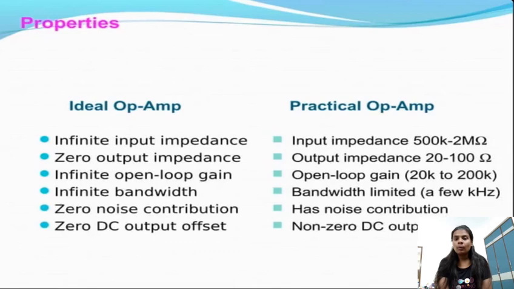And the practical op-amp parameters are: input impedance that varies from 500 kilo-ohms to 2 mega-ohms, and output impedance of 2 to 200 ohms. Open loop gain is from 20k to 200k. Bandwidth is limited to a few kilohertz, it has noise contribution, and it has non-zero DC output.